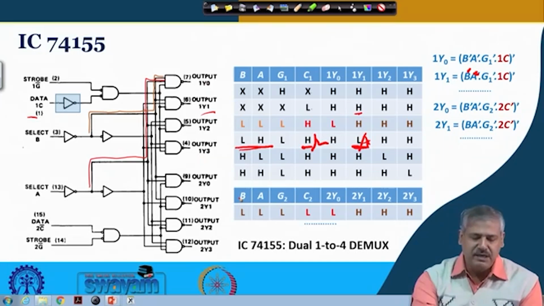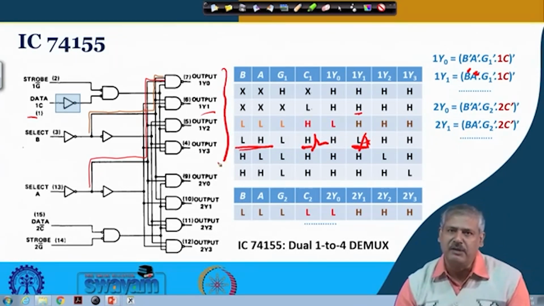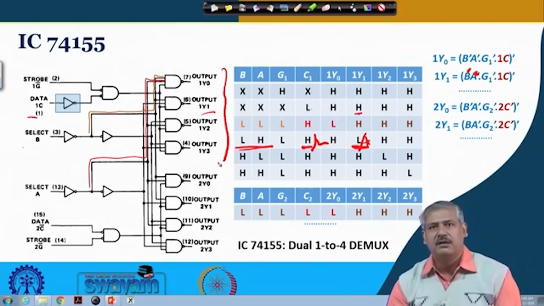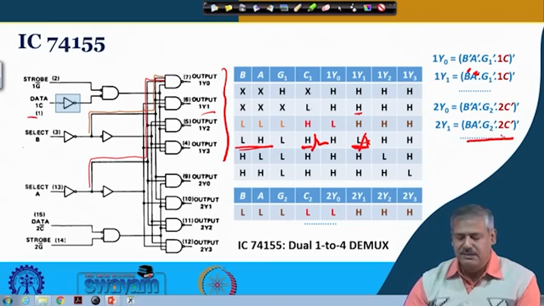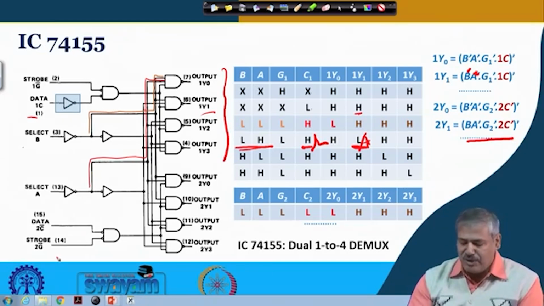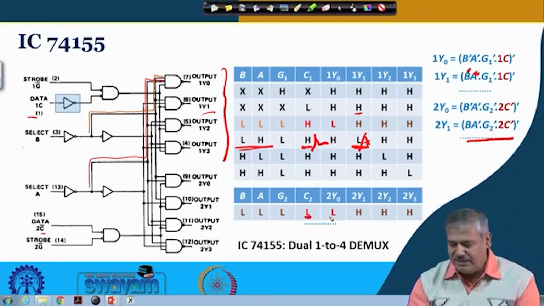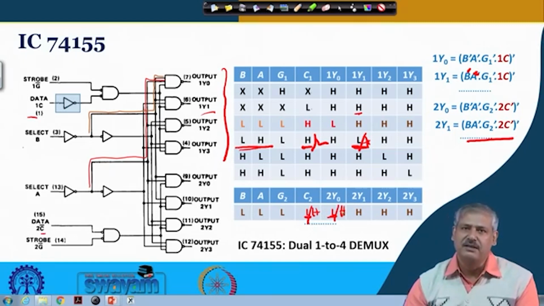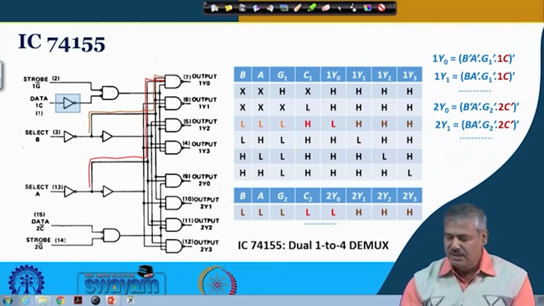So this is what we see for the first 1-to-4 demultiplexer: the output is inverted with respect to the input. For this other one, there is no such inversion present, so the output is just following the input. If C2 is low, the output is also low. If it becomes high, then the output becomes high. So this is exactly following the input the same way. Is it clear? Fine.